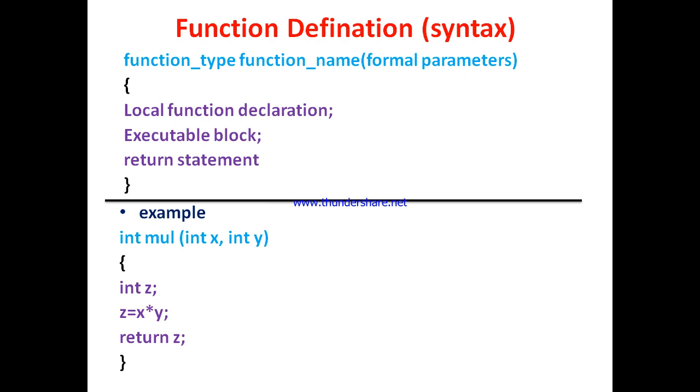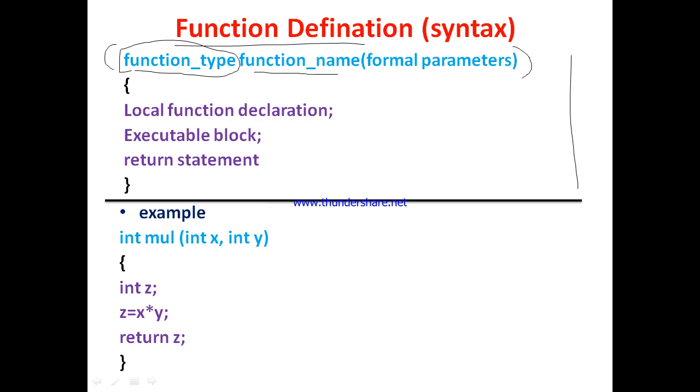Now let us see function definition first. In the function definition, the actual task of the function is defined. For the function definition, this is the syntax that we have to use. This part is called the function header. The function header has three subparts. First is the function type. The function type may be int, char, float, void, and so on.